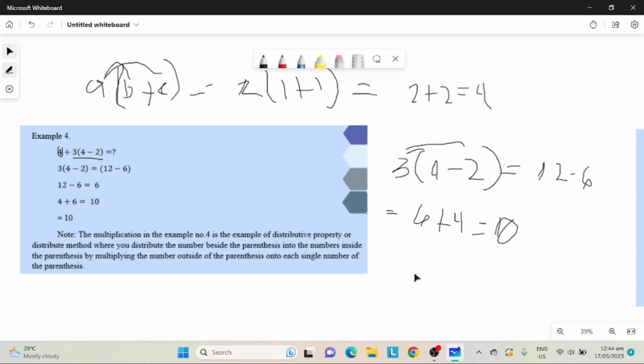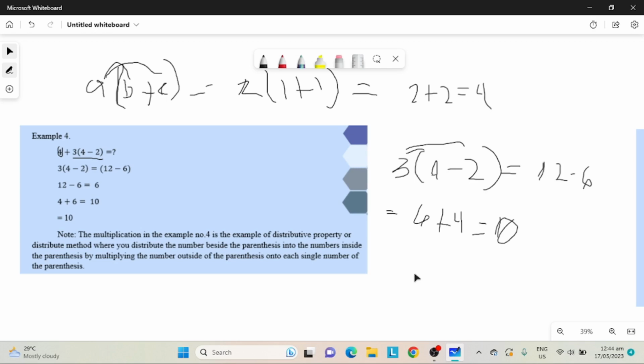Take note, the multiplication in example number 4 is an example of the distributive property, the distribute method, where I distribute the number beside the parentheses to the numbers inside the parentheses by multiplying the number outside the parentheses into each single number. Each, okay? So, bawat isa. Right. So many parentheses, so many words of parentheses.